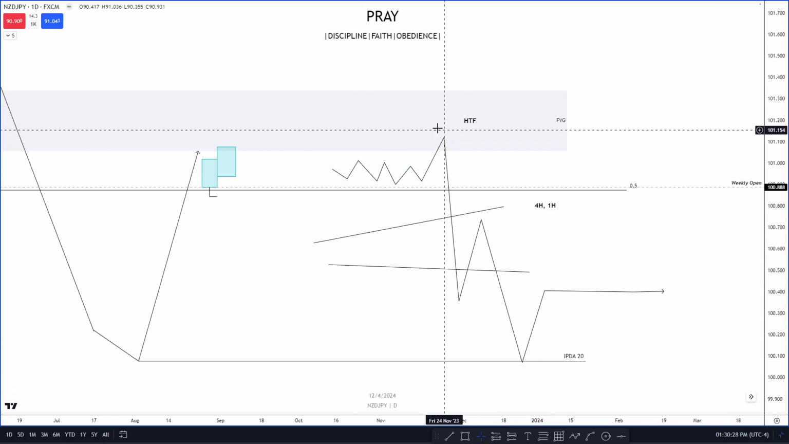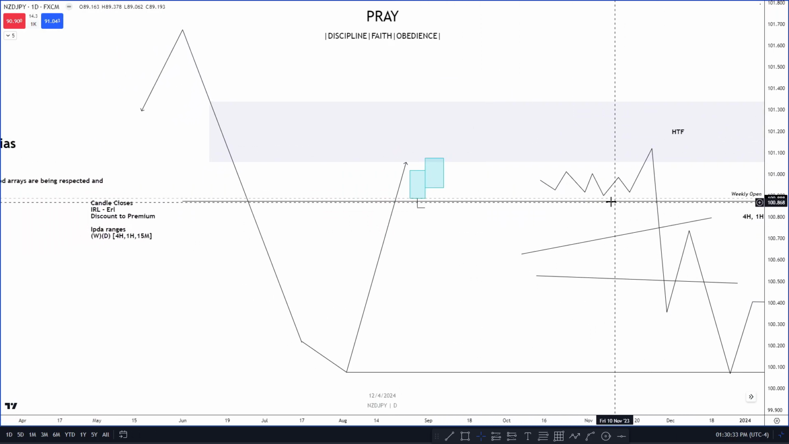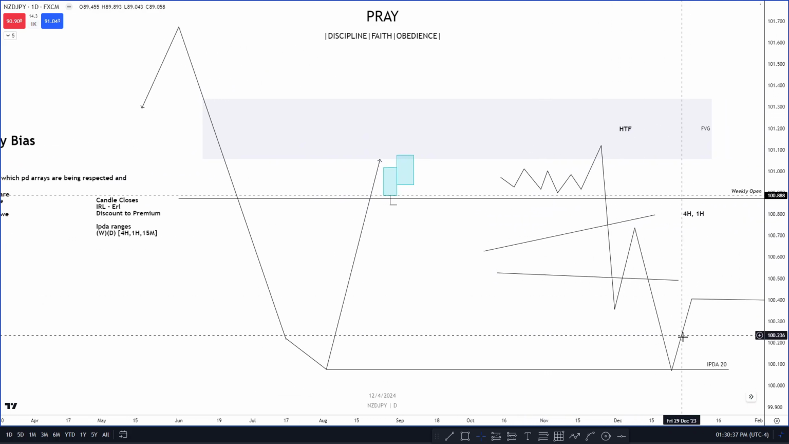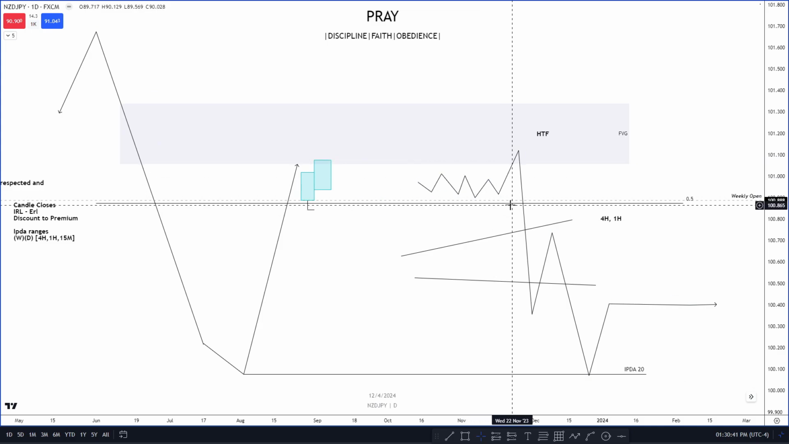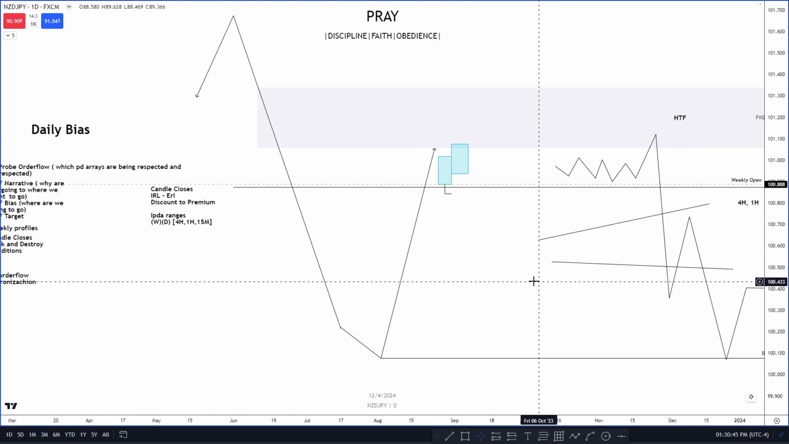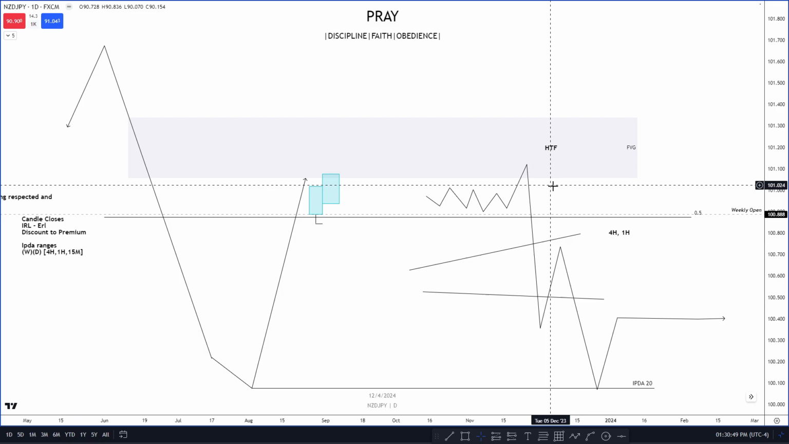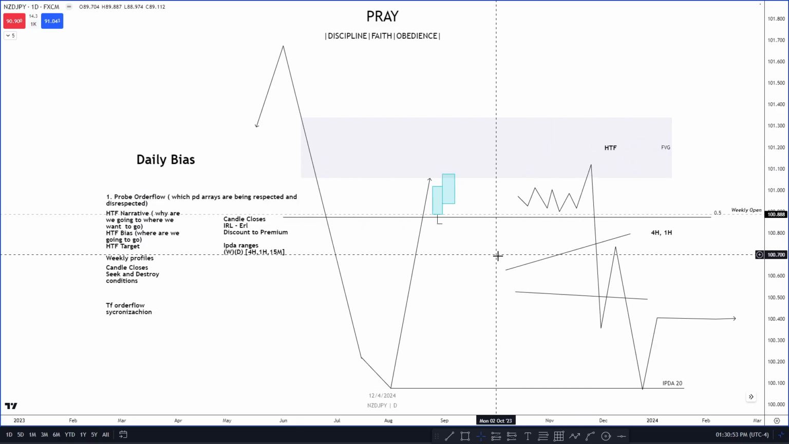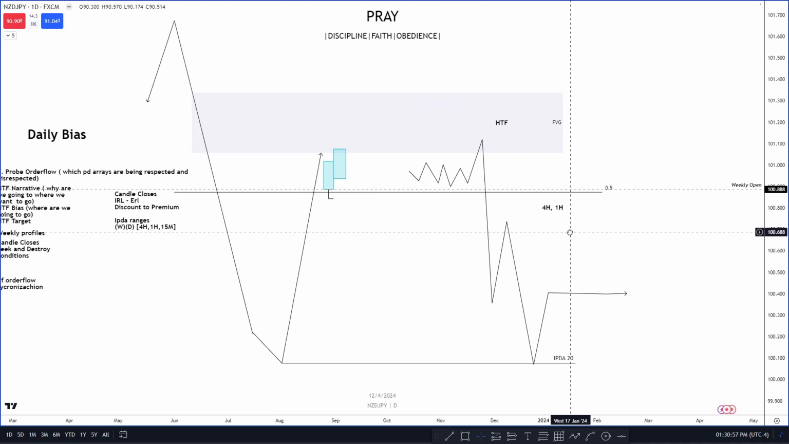Accumulation, manipulation, economic calendar. When Wednesday of the week, we close below these lows here with our candle, right? Target the IPDA range, sell side liquidity. Bullish PD arrays are getting disrespected, and bearish PD arrays are getting disrespected. We're above the weekly open. We could be above a daily open. We're in a time-based premium. We're in a price-based premium. All of these things factor in to how you're going to find your daily bias.